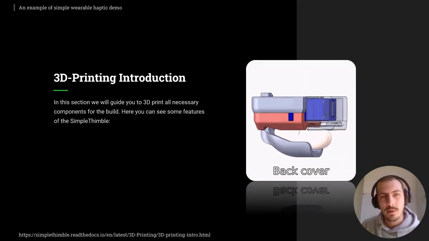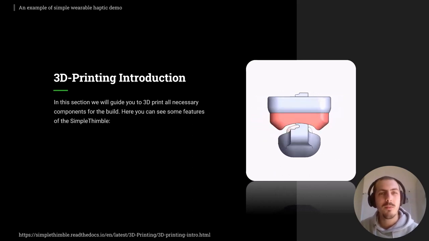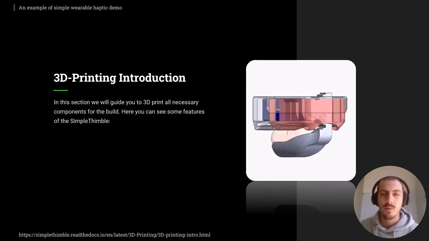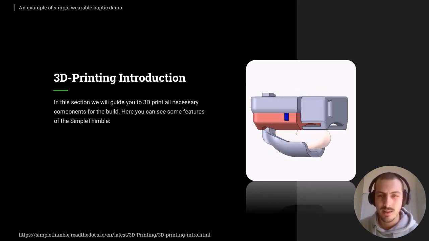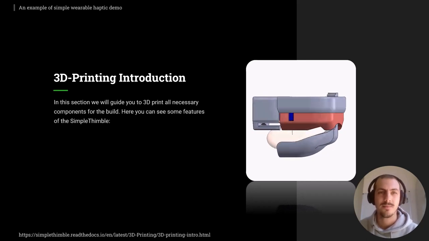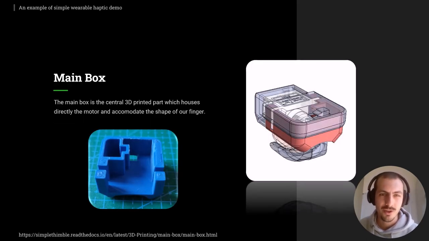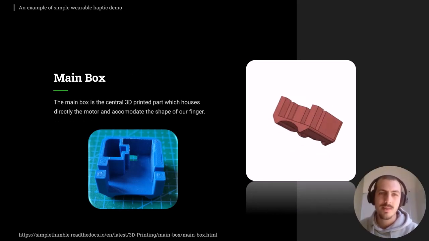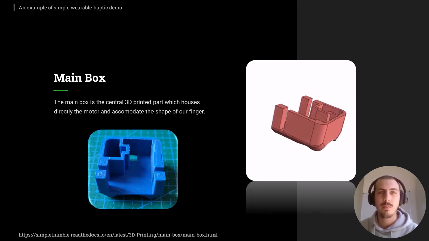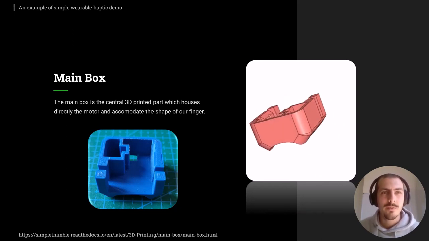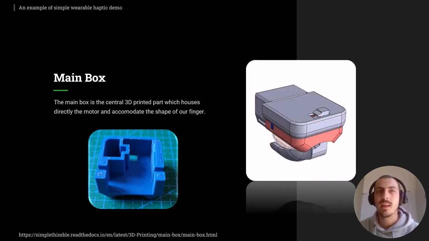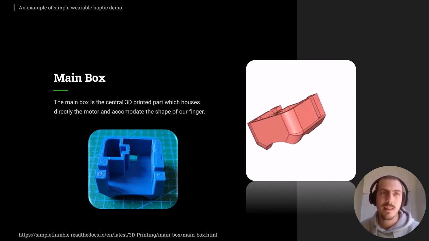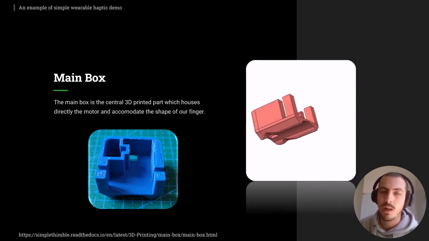Okay, now in this session we will guide you to 3D print all necessary components for the build. Here you can see some features of the Simple Thimble, and we will now tell what each part's function is. The function of the main box is the central 3D printed part, which houses directly the motor and accommodates the shape of our finger. The function of this 3D printed part is to provide a mechanical linkage between the servo motor and the finger and ensure that the actuation part is precisely aligned with the fingertip pulp.